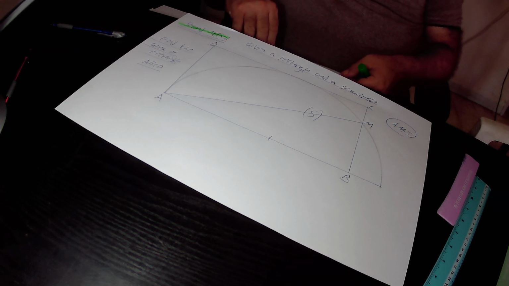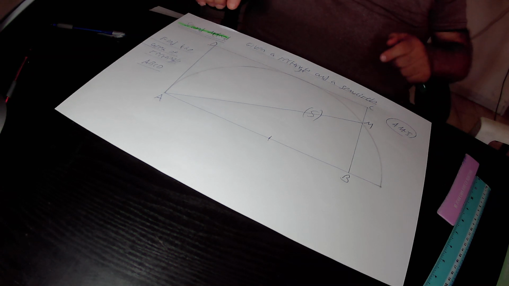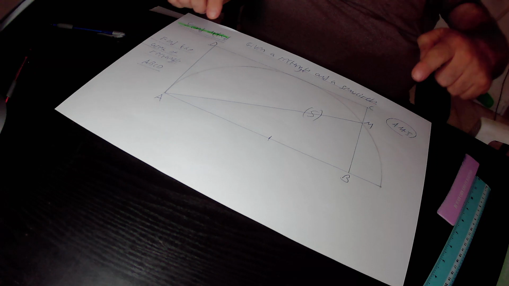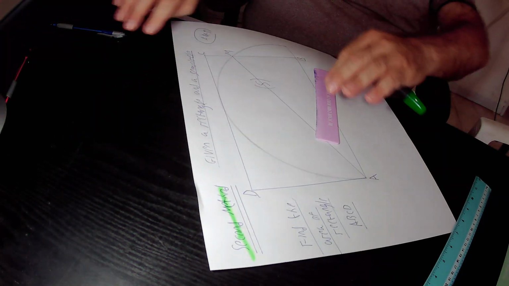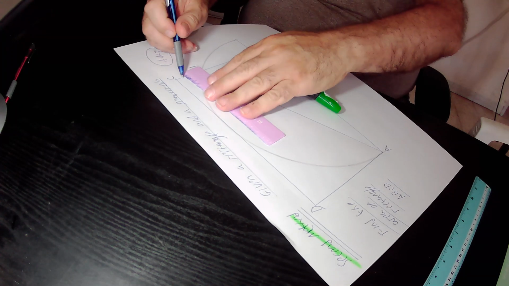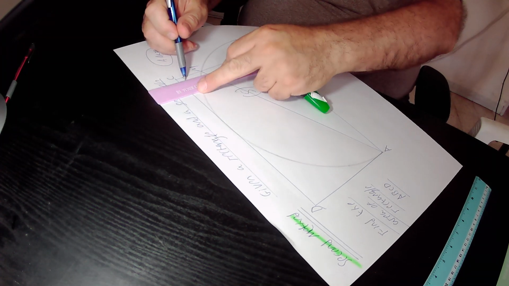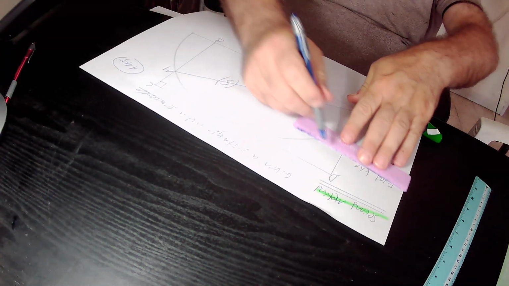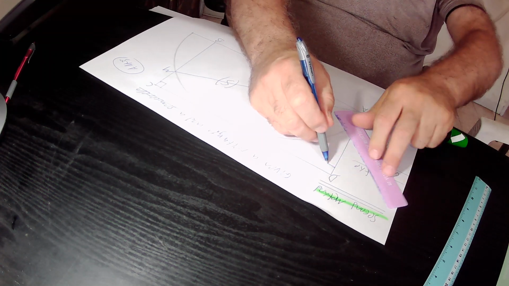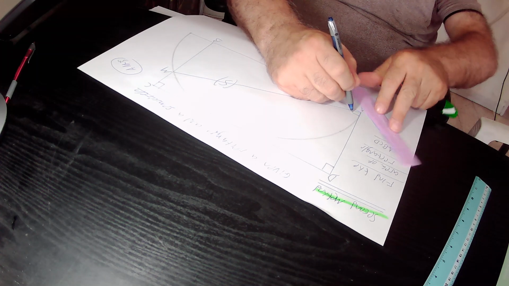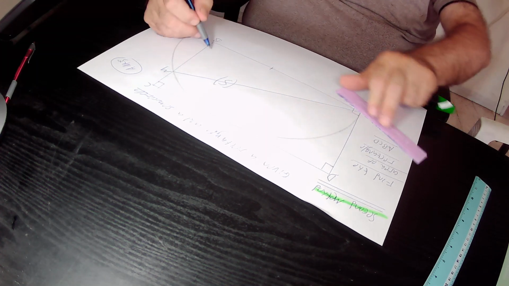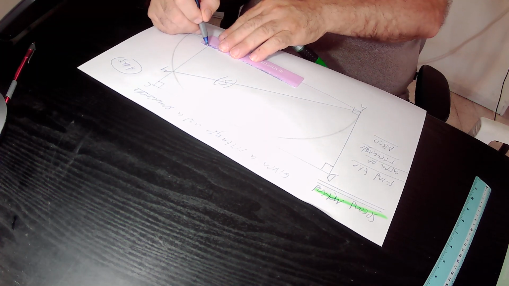First of all, you know that ABCD is a rectangle, therefore all four angles inside rectangle ABCD are right angles. So this is a right angle, this is also a right angle, this is a right angle, and finally this is also a right angle.